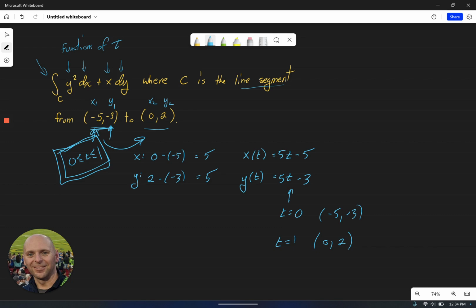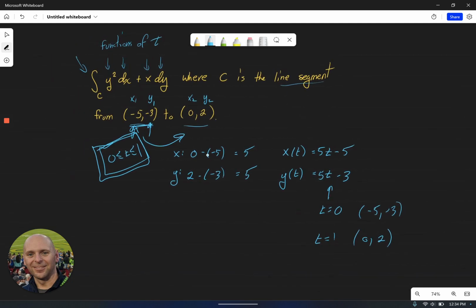So now let's go ahead and set up that integral. And again, we've got our replacements for x and y. We're also going to need replacements for dx and dy. So if x is equal to 5t minus 5, then dx is going to be equal to 5 dt. And if y is equal to 5t minus 3, dy is going to be equal to 5 dt. So now I've got enough pieces that I can replace everything in our upper integral here in the problem statement with the parametric form for our curve.